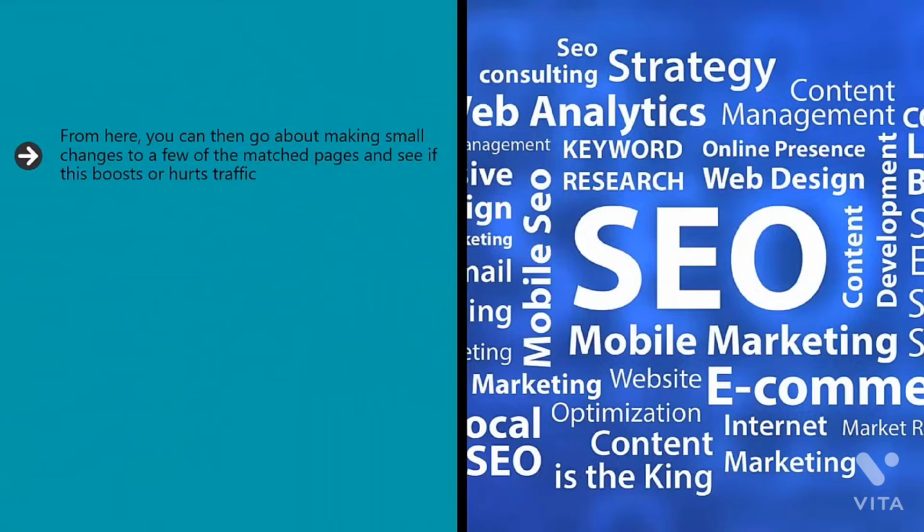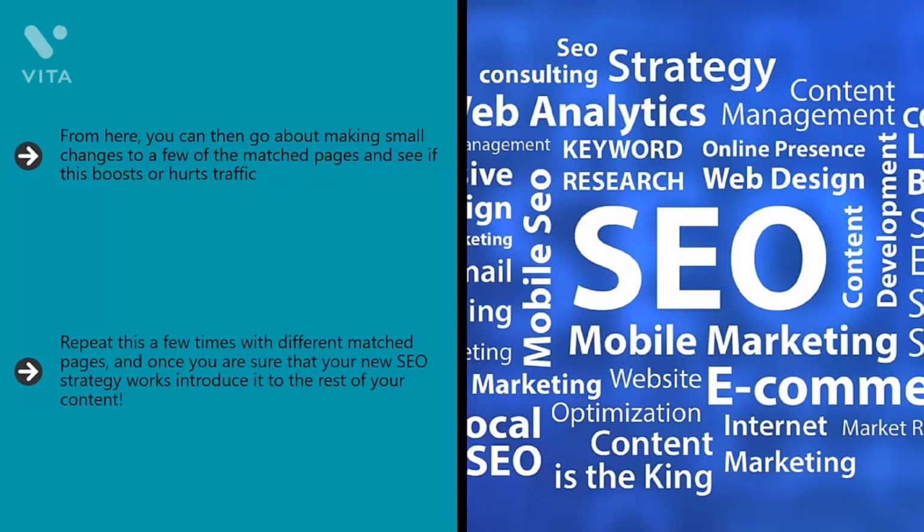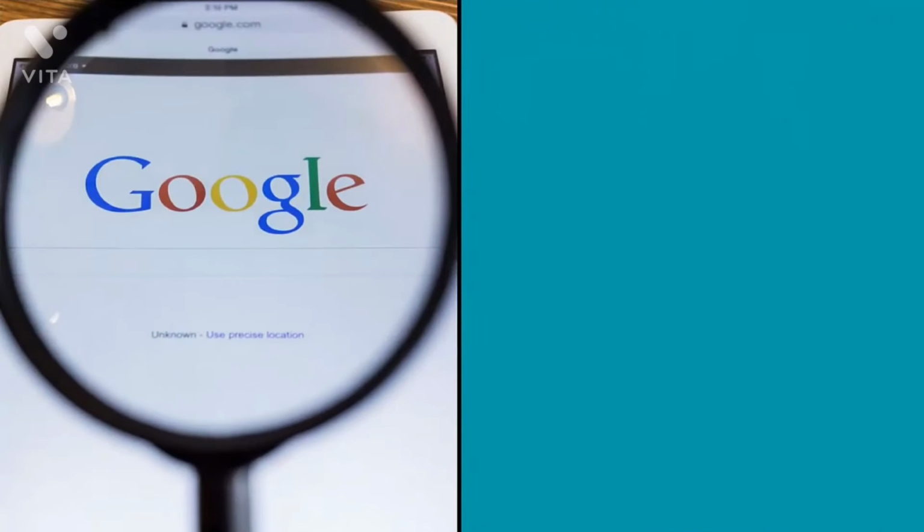From here, you can then go about making small changes to a few of the matched pages and see if this boosts or hurts traffic. You'll then watch the difference in your stats, making sure to collect as much data as possible. Repeat this a few times with different matched pages, and once you are sure that your new SEO strategy works, introduce it to the rest of your content.